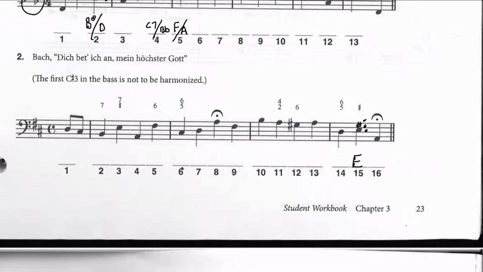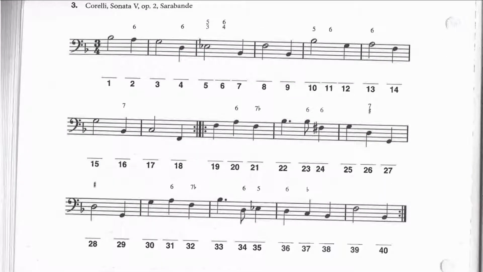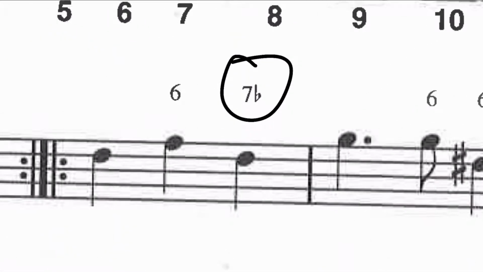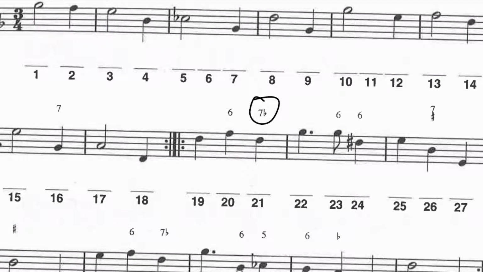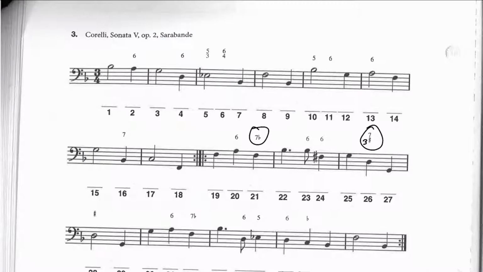You'll know if there's a number associated with it. Like, look at this. That flat is next to a 7. This sharp is not next to anything. It's under a 7. It doesn't have anything to do with the 7. It always refers to the third above the bass. There you go, gang.